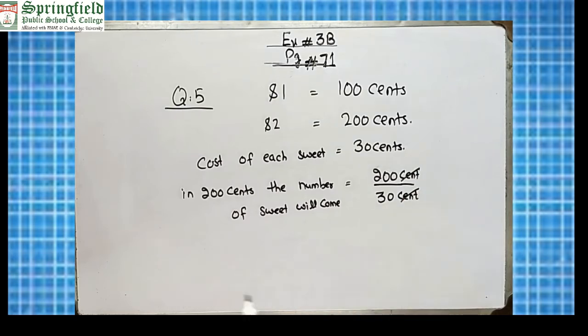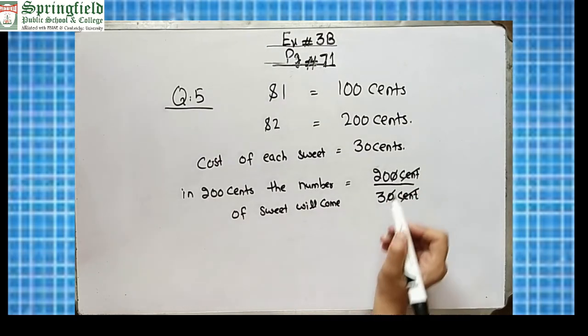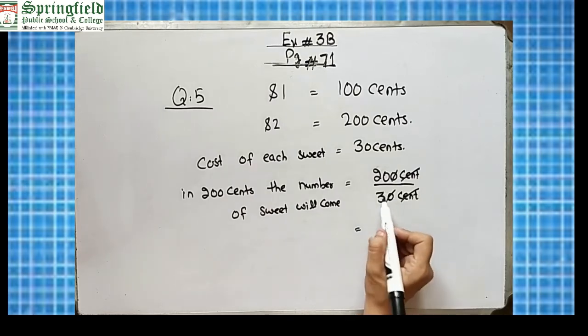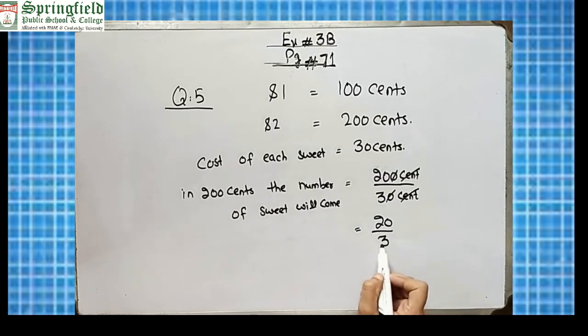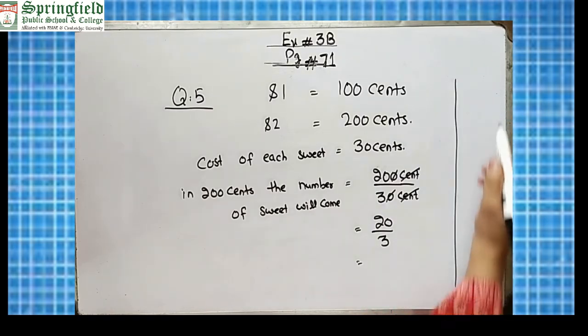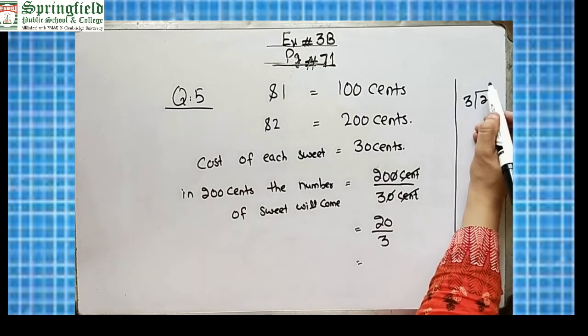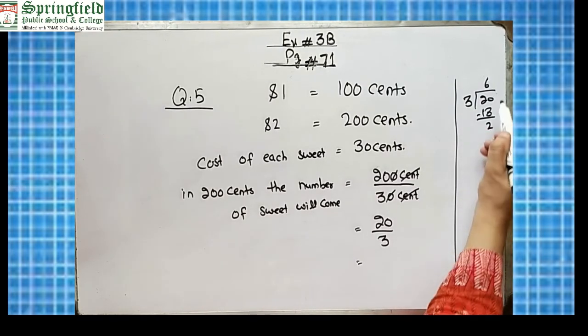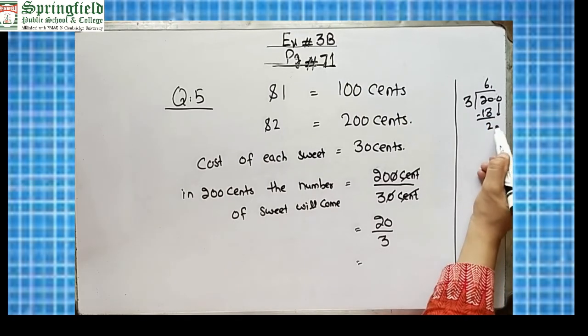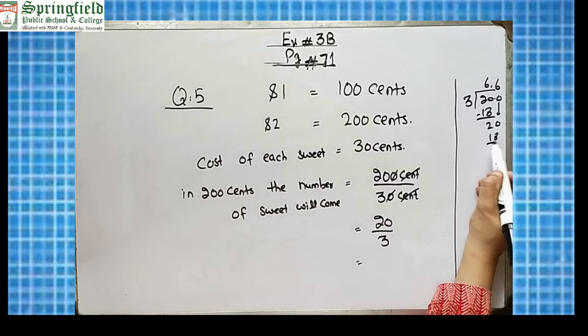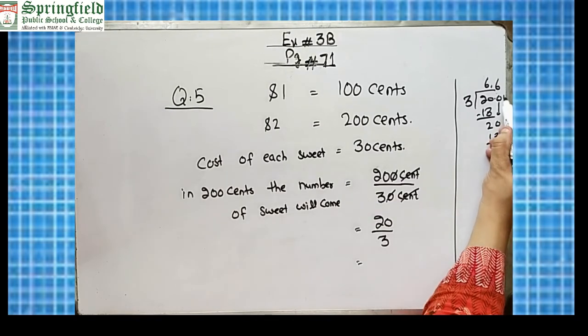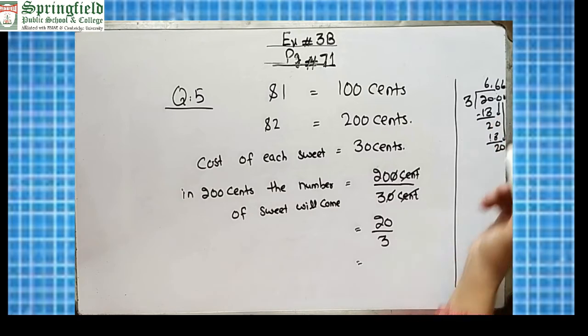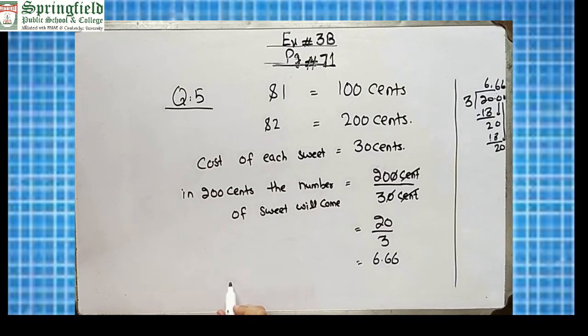Cents will divide with cents, so the 0 will cancel with the 0. So 20 divided by 3. When we divide 20 by 3, 3 sixes are 18, and then 2, put the point, write a 0, 0. 3 sixes are 18, again 20, so 6.66. It means the greatest number of sweets is 6.